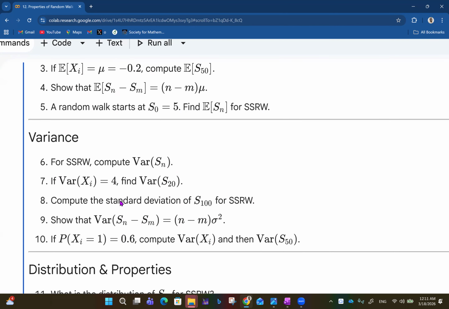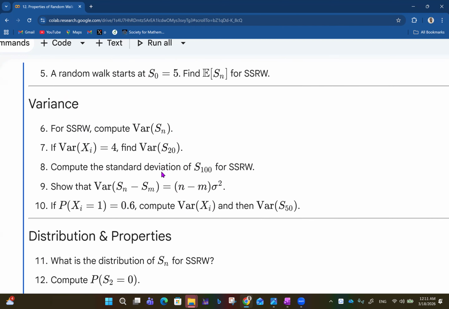Variance, just use the formula. Of course, for simple symmetric random walk, we want to compute the variance of Sn. The variance of Sn is simply n, basically. Then if the variance of xi is 4, find variance of S20. Again, I think this comes with the idea of n sigma squared. So that would be 20 times 4, 80. We already had it derived.